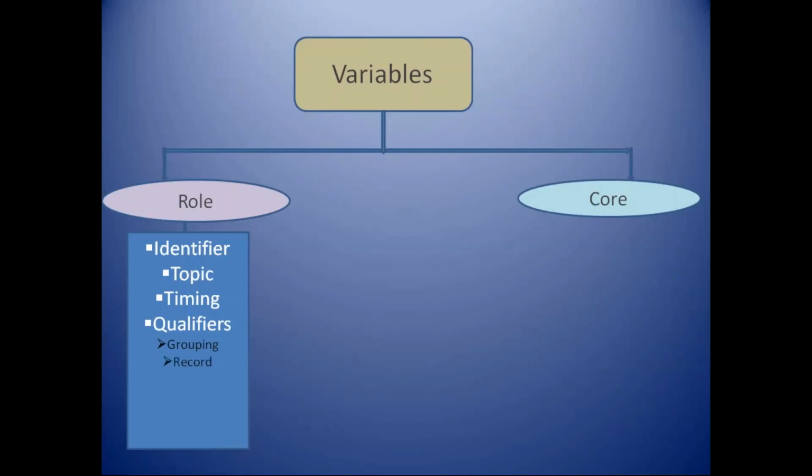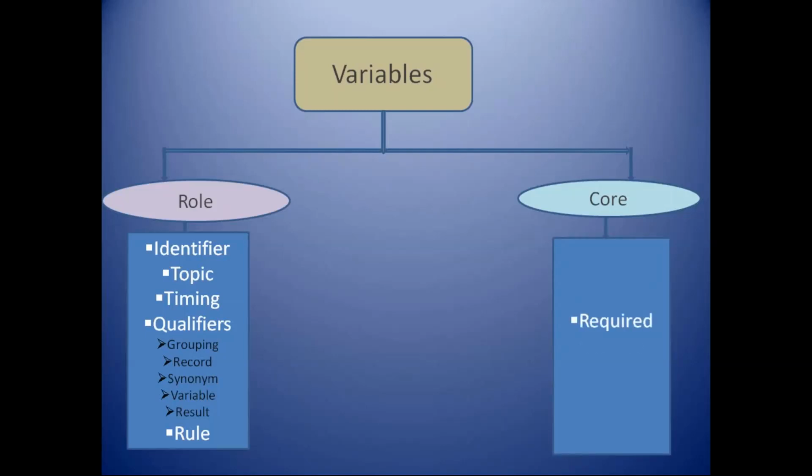Based on role, variables are classified into 5 types: identifiers, topic, timing, qualifiers, and rule variables. The qualifiers are further classified into grouping qualifier, record qualifier, synonym qualifier, variable qualifier, and result qualifier. Now when we talk about core, variables are classified into 3 types: required, expected, and permissible.